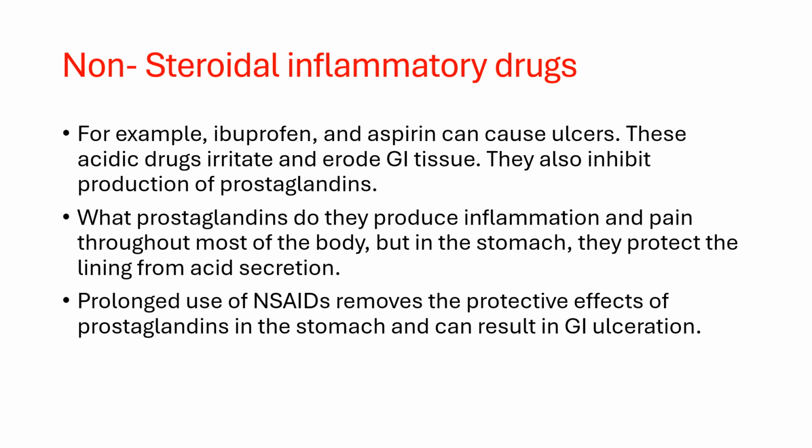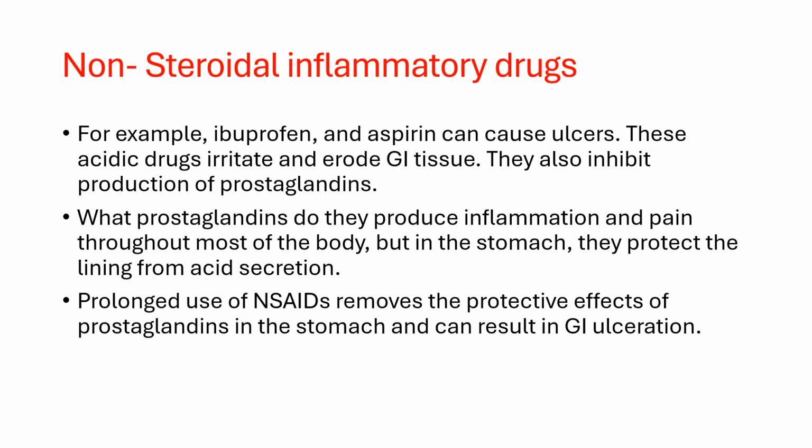What prostaglandins do is produce inflammation and pain throughout most of the body. But in the stomach, they protect the lining from acid secretion. So when there is acid secretion, prostaglandins protect the stomach lining. Prolonged use of NSAIDs removes the protective effects of prostaglandins in the stomach and can result in GI ulceration.